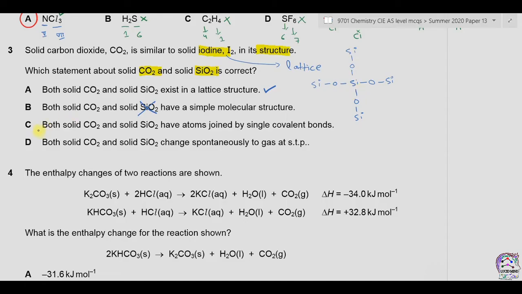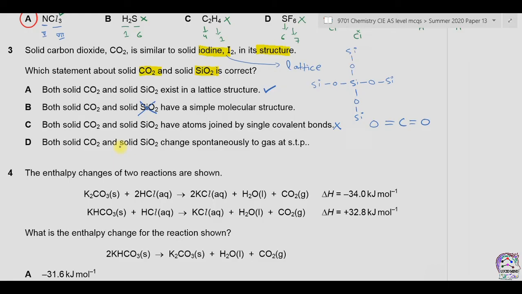structure. C says both solid carbon dioxide and solid SiO2 have atoms joined by single covalent bonds. In SiO2 there are single covalent bonds, but in carbon dioxide carbon is making double covalent bond with oxygen atom. So this is incorrect. D.